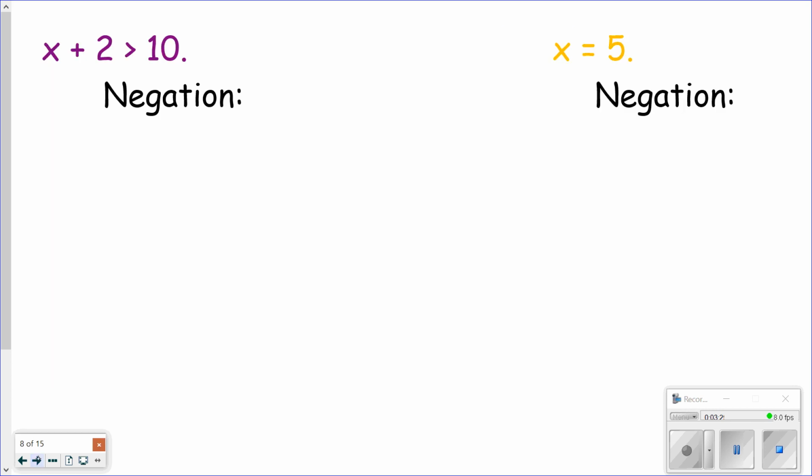How about with some equations here? So my first one is an inequality. I have x plus 2 is greater than 10. How could I negate this? Well, one way is by flipping my inequality around. So x plus 2 is less than or equal to 10, because at the top one it's not equal to. For the second part, x is equal to 5. How could I negate that? Well, we could just say x is not equal to 5.